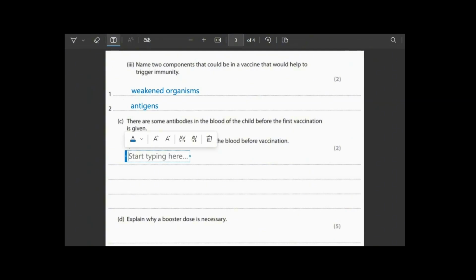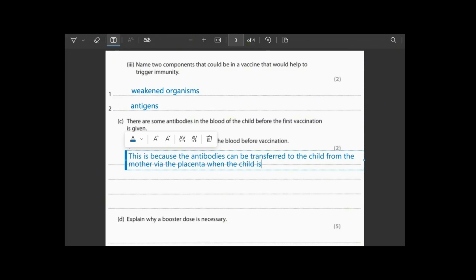Okay, all right. So this is because the antibodies can be transferred to the child from the mother via the placenta when the child is still in the uterus, or through breast milk.